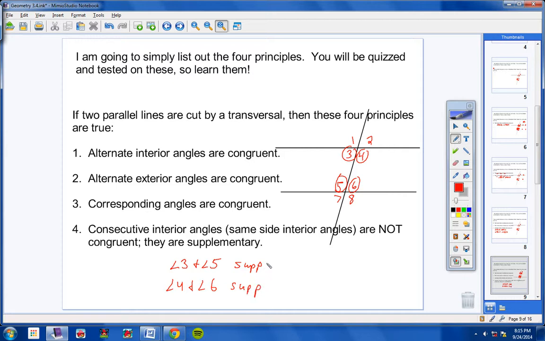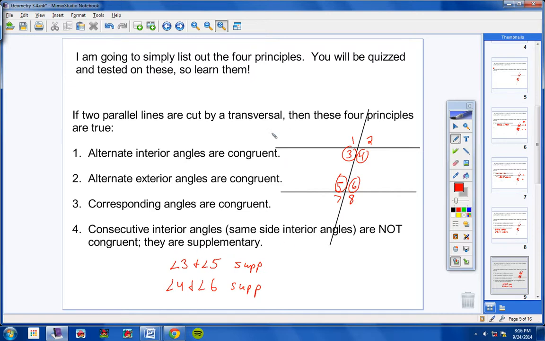Okay, now the only time that angles 3 and 5 would be congruent is if they're both 90. And the only time that angles 4 and 6 would be congruent is when they're both 90. Okay, so let's quickly review. If two parallel lines are cut by a transversal, the alternate interior angles will always be congruent. The alternate exterior angles will always be congruent. The corresponding angles will be congruent. And the consecutive interior angles, or we also call them the same side interior angles, are not congruent. Well, they might be if they're both 90, but they will always be supplementary.